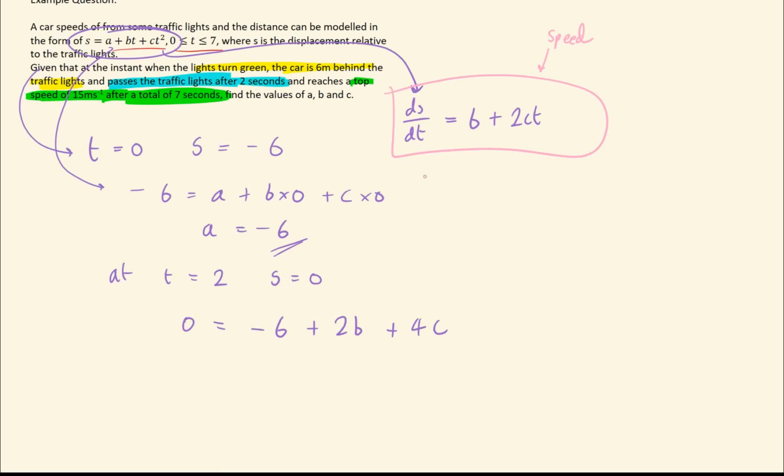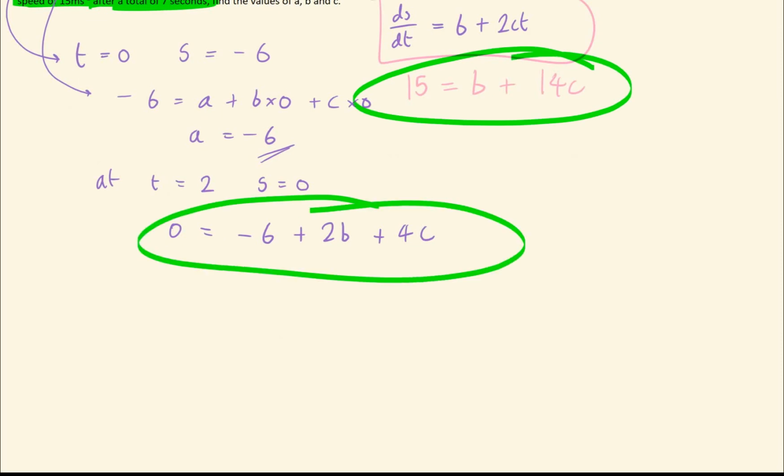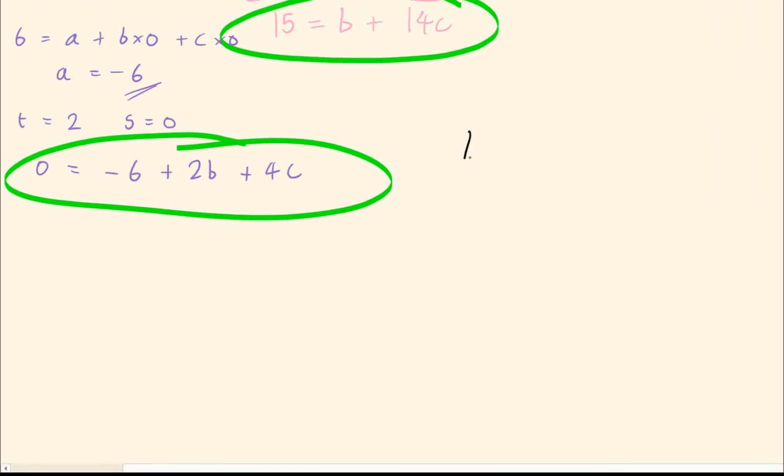We're told it reaches a top speed of 15 meters per second after a total of 7 seconds. So 15 will equal B plus 2 times C times 7, so that's now 14C. We haven't found B or C yet, but you should recognise both these equations are simultaneous equations. So let's write them next to each other, a bit more clear. So I've got B plus 14C equals 15, and here we have 2B plus 4C. If I take that minus 6 across, this now equals 6.